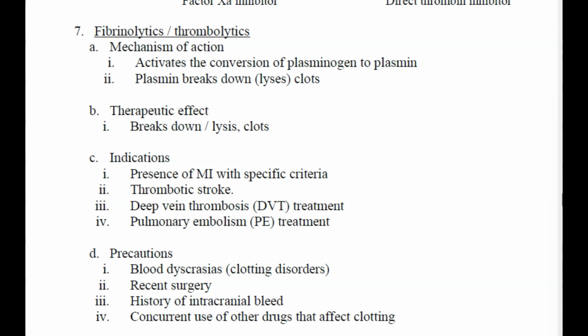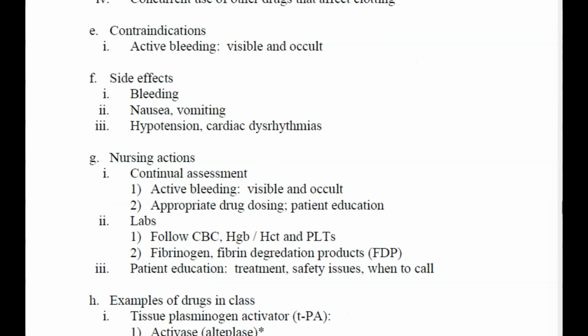Some precautions: blood dyscrasias, clotting disorders such as hemophilia, any recent surgery, history of intracranial bleeding or history of active bleeding or current active bleeding, and concurrent use of other drugs that affect clotting. So contraindications, or reasons to not give thrombolytics: definitely active bleeding, either visible or occult. So either it's obvious or it's not. So that's contraindicated. Some side effects of thrombolytics include bleeding. So the most common can be internal and/or superficial bleeding, nausea, vomiting, hypotension, and cardiac dysrhythmias.